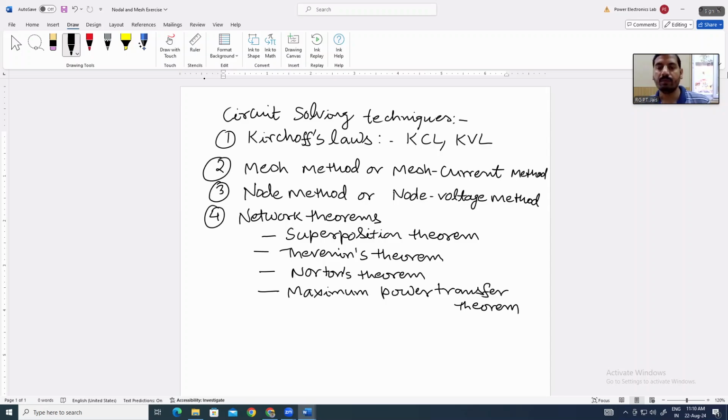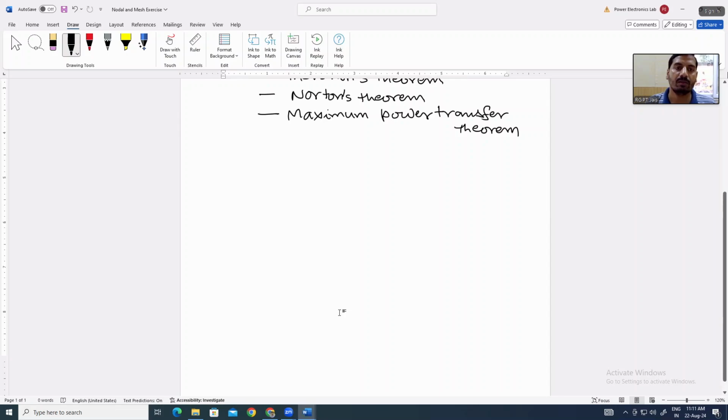Okay. So we have completed Kirchhoff's laws, KCL and KVL. This was just a review or recap for you because you have already studied it previously. These three methods will be new for you. So we will start one by one. Okay, so first method, in fact, the third method is the mesh method.